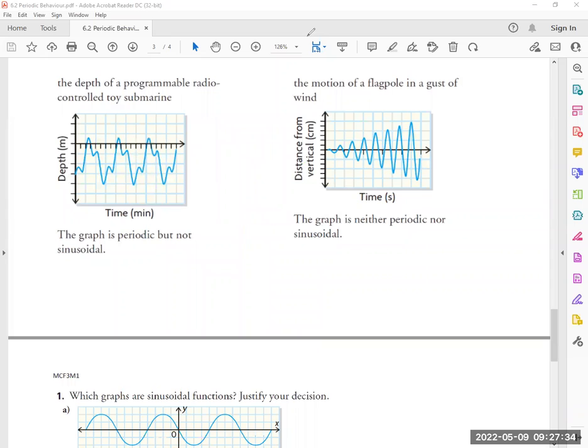The technical way is a sinusoidal function can be expressed using the sine ratio. It has to have some form of sine x in there when we model it. Any questions?